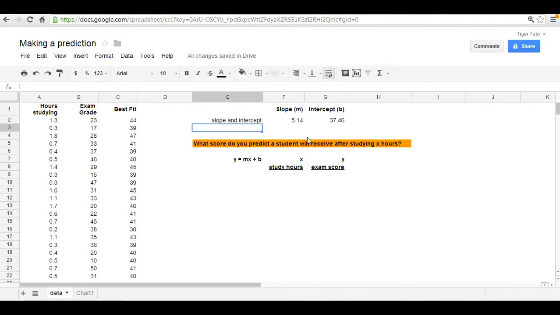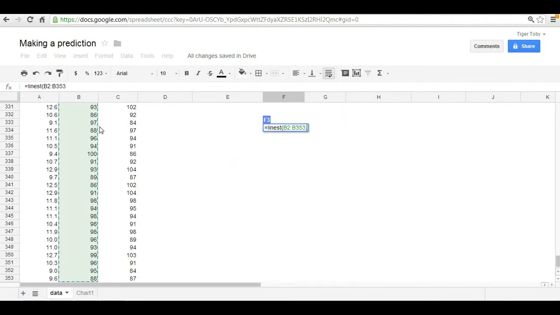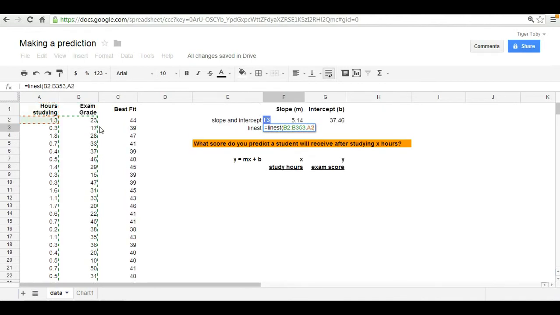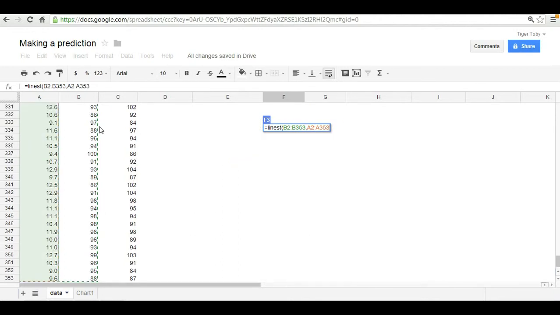Let me introduce you another way you can calculate the slope and intercept, and we can do that all using one function, which is the LINEST. The LINEST works the same way as slope and intercept. You start off with an equal sign followed by LINEST, and the first argument would be the y data points. In our case, the y data points would be the exam grade. Make sure you capture that range. And then the x data points would represent the number of hours spent studying. So I capture that range.